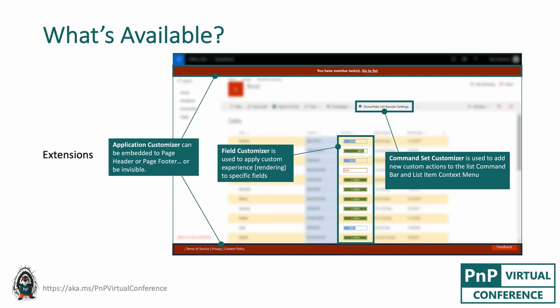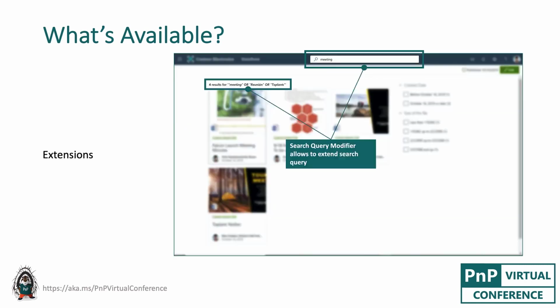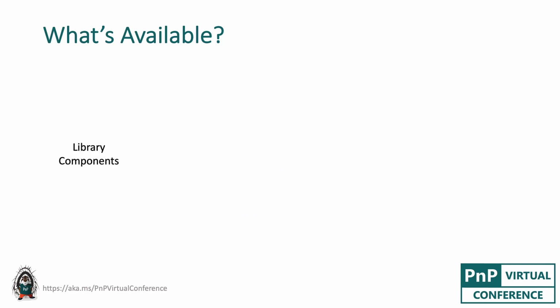Field Customizer allows you to provide custom rendering to list item fields. And the last available extension is Search Query Modifier, which allows you to extend the search query before it is actually sent to the server for processing. In this sample, the user typed "meeting" and we translated it to Turkish and Spanish and got the results for all three languages.